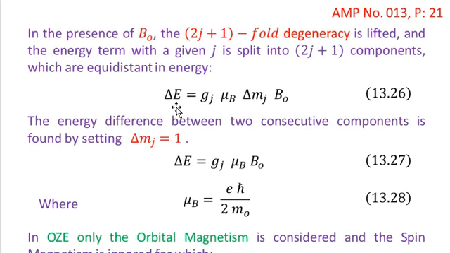So for two consecutive levels, delta Mj will be equal to 1. The energy difference between the two consecutive components is found by setting delta Mj equal to 1, and that is given by equation number 27. So delta E, the energy difference between the two consecutive components, is equal to Gj into mu B into B naught. And you know that the value of mu B is e h bar over 2 m naught, where m naught is the mass of the electron.